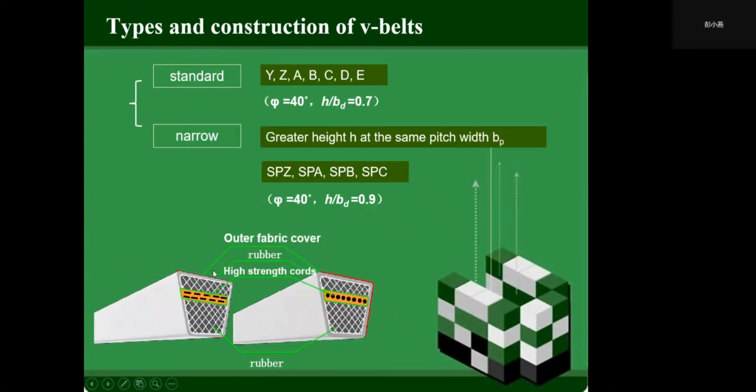The outer fabric cover gives good durability, and the high strength cores increase tensile strength. The rubber provides flexibility for the V-belt.